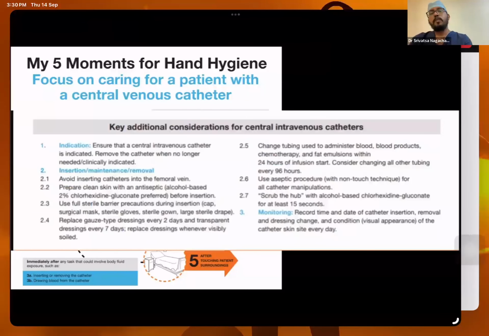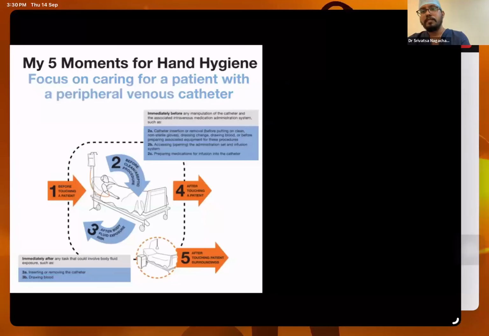So make sure that you have a proper indication before putting in a central venous catheter, and adhere to the maintenance as well as removal bundles. And never ever forget, scrub the hub before using it with alcohol-based chlorhexidine for at least 5 to 10 seconds, 15 seconds minimum. And whenever there is no need for the catheter, remove it. This applies even to the peripheral venous catheter also.